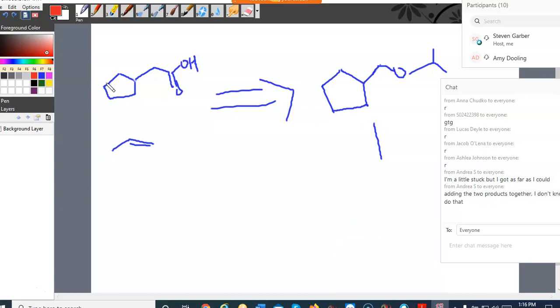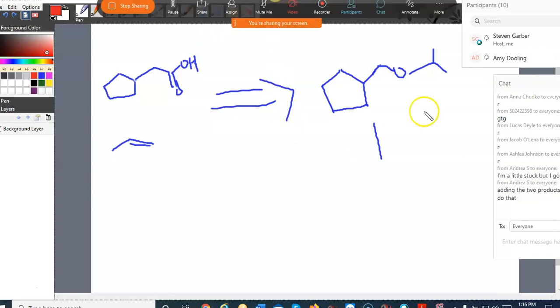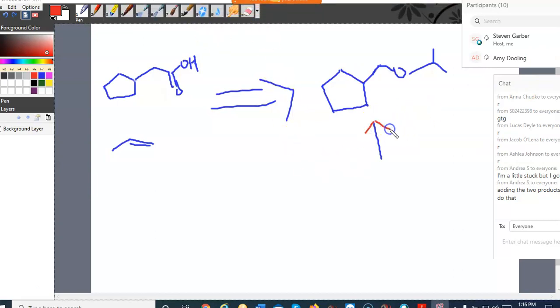Okay, so the last step, like I said, is going to be the Williamson ether synthesis. I'm forming the ether. So the question is, where do I put the alkyl halide and where do I put the alcohol? It doesn't really matter because you can form it either way. So however you did it, you can do it the other way too.